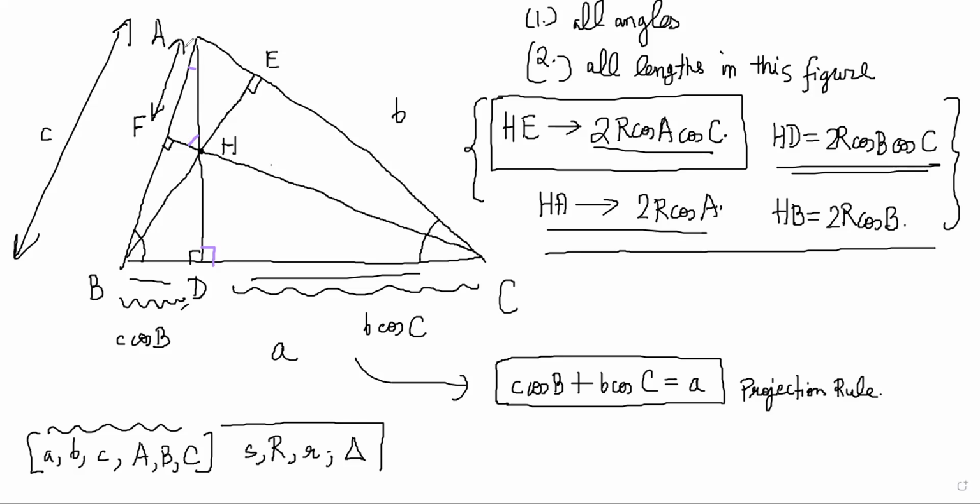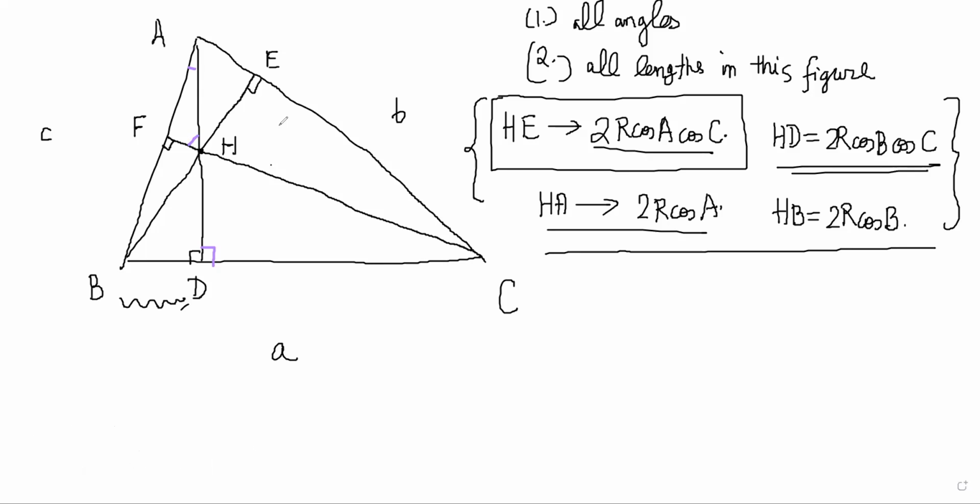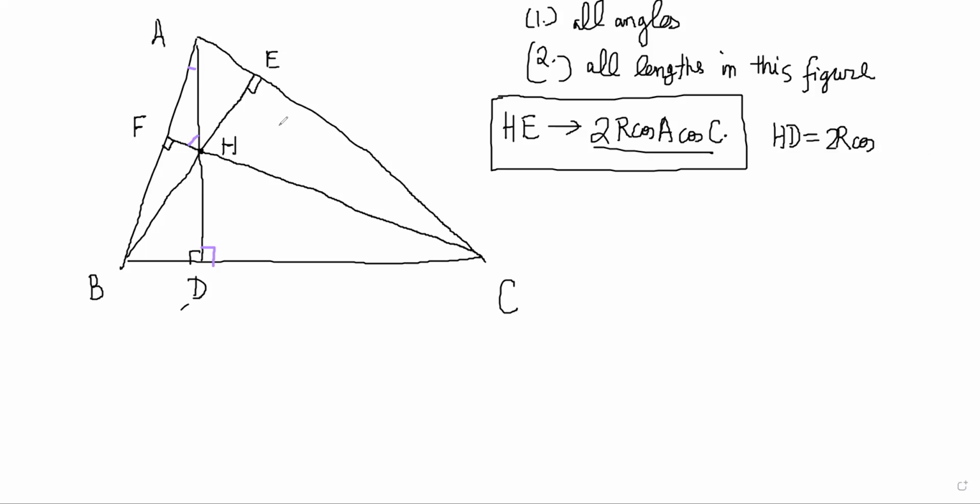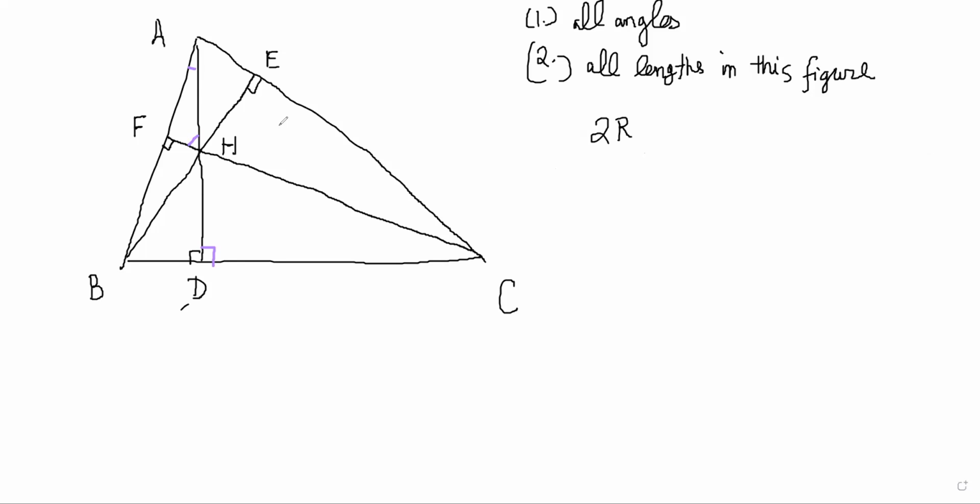So B cos A. This is B cos A. This much will be A cos B. So basically, all lengths in this figure you know, right? So all angles and all lengths so far you know in this figure, right? Correct.